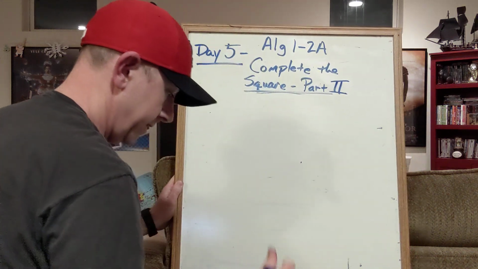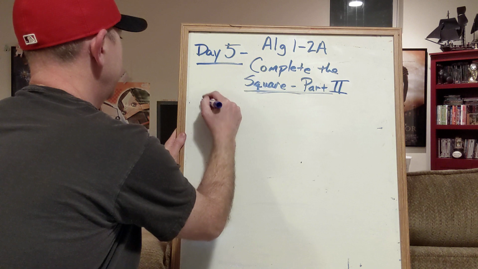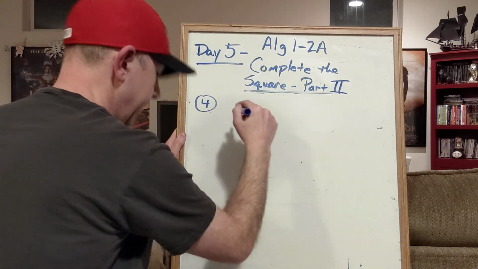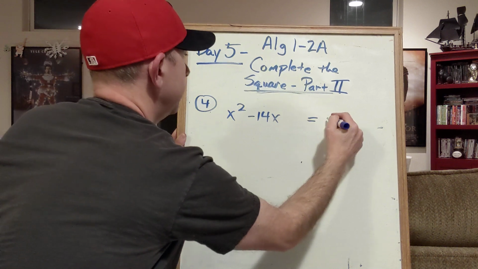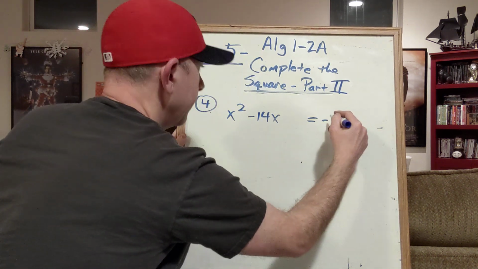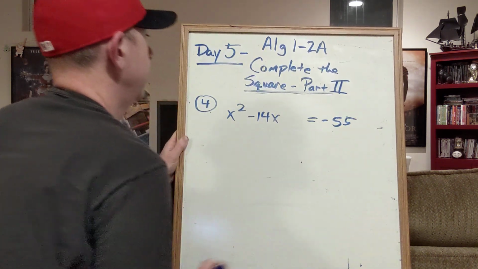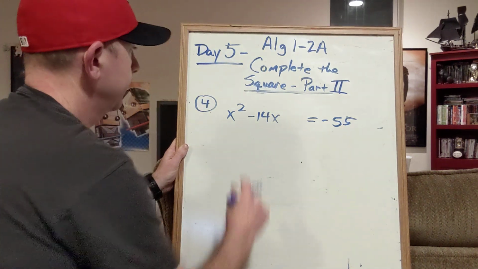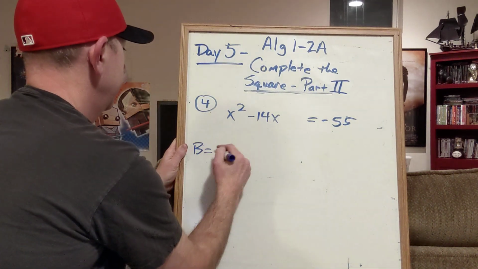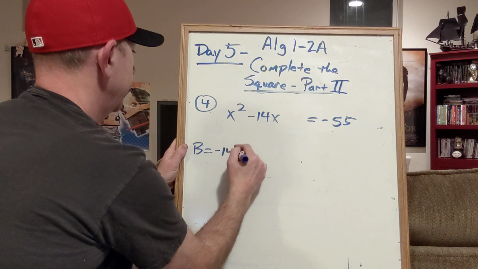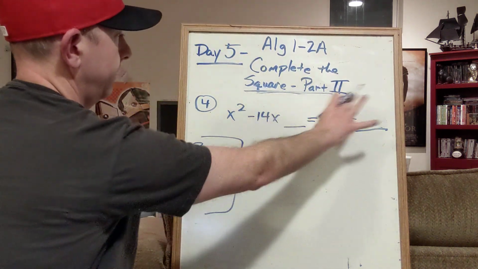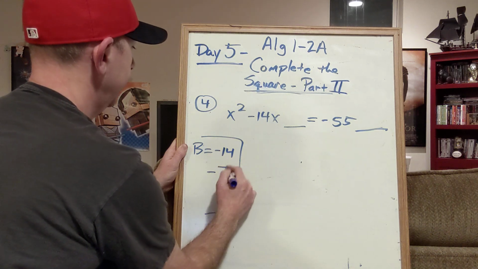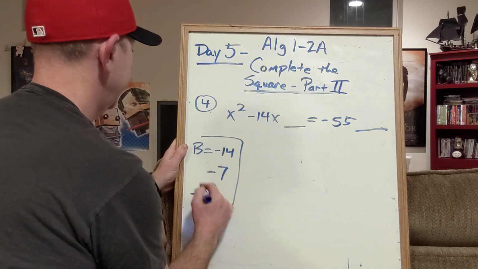Okay, we'll keep things going with number 4 this time. We got x squared minus 14x is equal to negative 55. All right, so b is negative 14, right? We're looking to fill in the blanks, so we want this kind of format. Take half, which is negative 7, and then negative 7 squared.